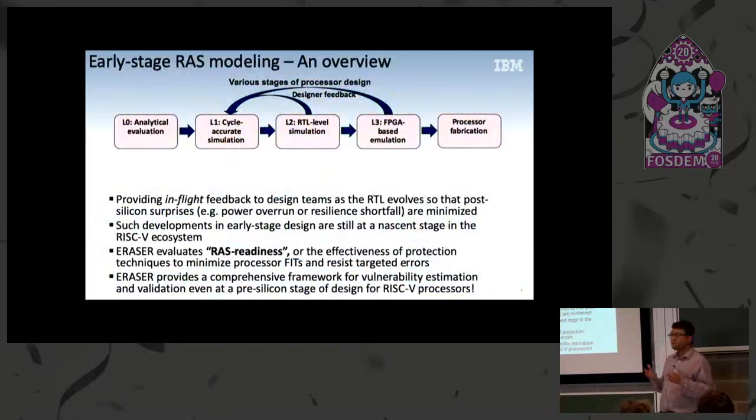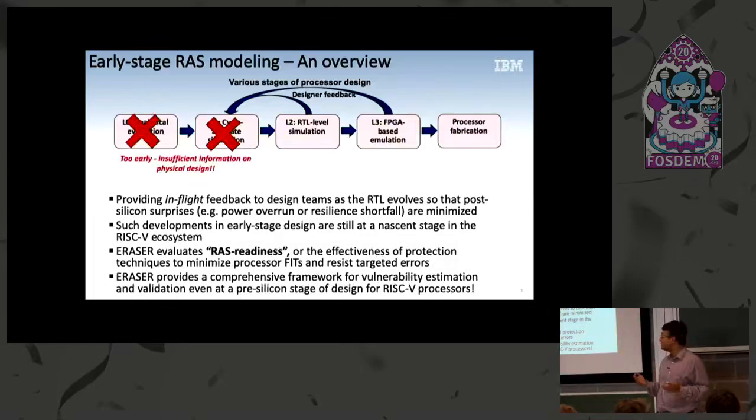So it's possible to carry out this kind of evaluation at various stages of the processor design, right from an analytical stage down to building a cycle-accurate simulator, RTL simulation, FPGA-based emulation, and finally processor fabrication. However, you can notice that at the first two stages, there's not enough information on the physical design, and particularly in terms of the latches, their size, and their vulnerabilities. And at the last two stages, it's probably too late to affect any changes.